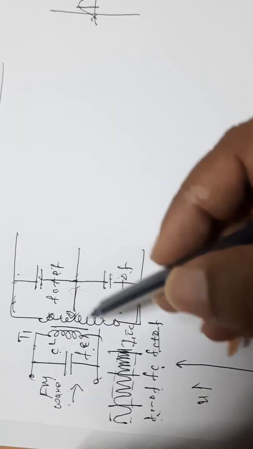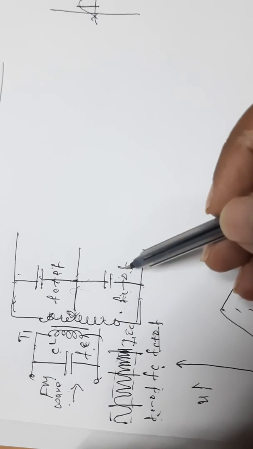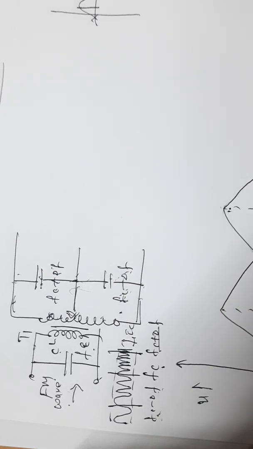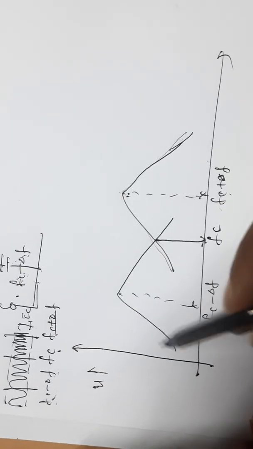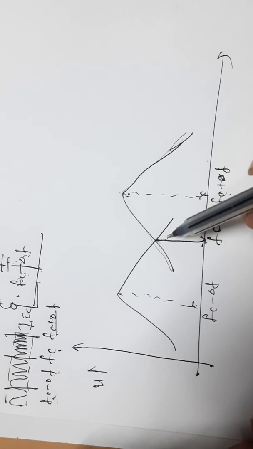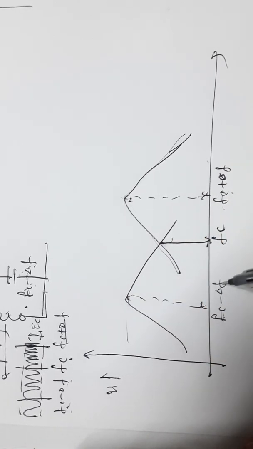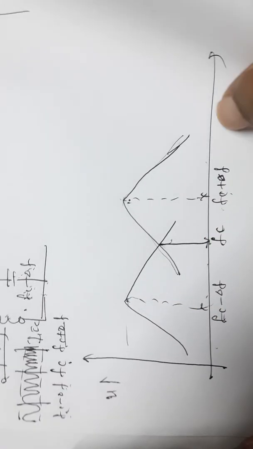Here, this tank circuit is tuned to Fc minus delta F. Therefore, it has a maximum voltage for Fc minus delta F, and for all other frequencies, voltages are minimum. See, this is the characteristic of the lower transformer tank circuit. It has a maximum voltage for Fc minus delta F. Below this and above this, the voltage falls.